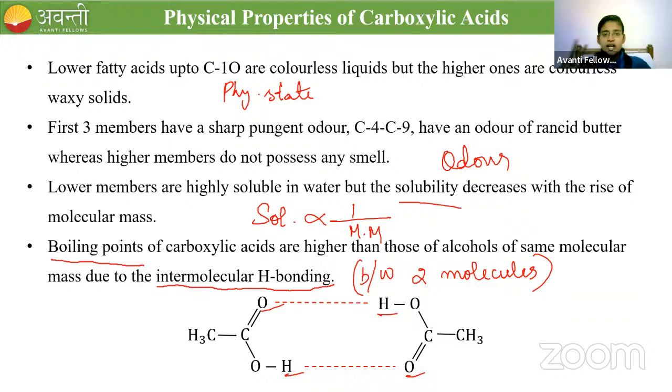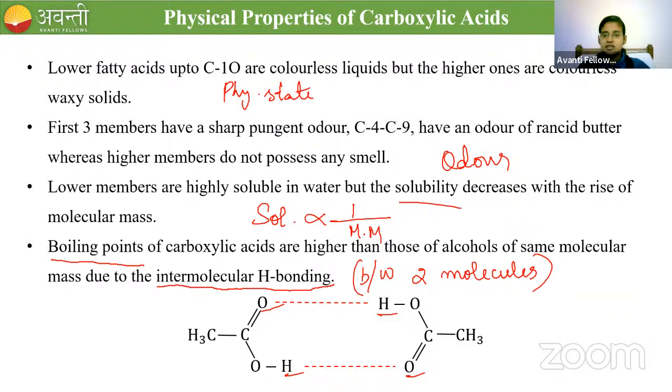So 2 hydrogen bondings are formed for one molecule. One CH3COOH is able to form 2 hydrogen bonds. So hydrogen bond is formed between 2 molecules and one compound is able to form 2 bonds. So both are very strong. So it cannot be easily broken. That's why the compound will take high temperature to get boiled. So that's why the boiling point increases for carboxylic acids. Clear? So these are the important physical properties you should know about carboxylic acid.